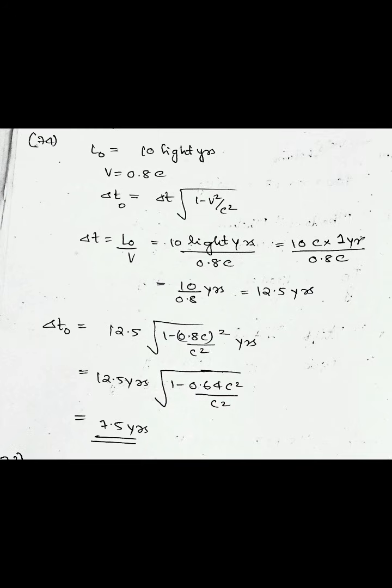Delta T0 is equal to 12.5 into square root over 1 minus 0.8 c square divided by c square years, and this is equal to 12.5 years into square root over 1 minus 0.64 c square by c square, and this is equal to 7.5 years.